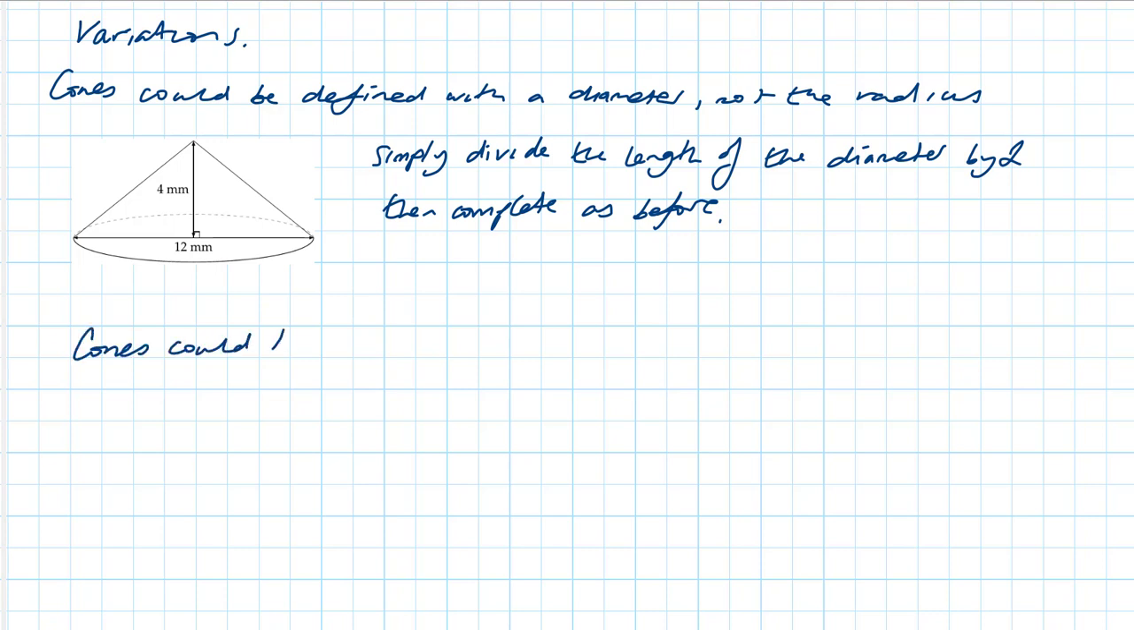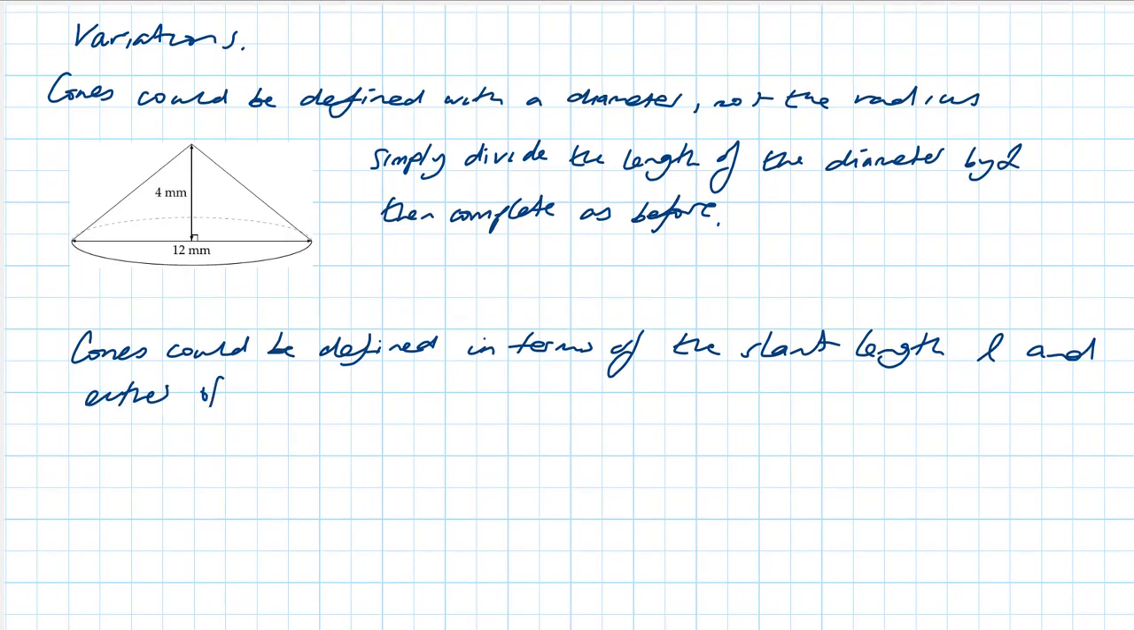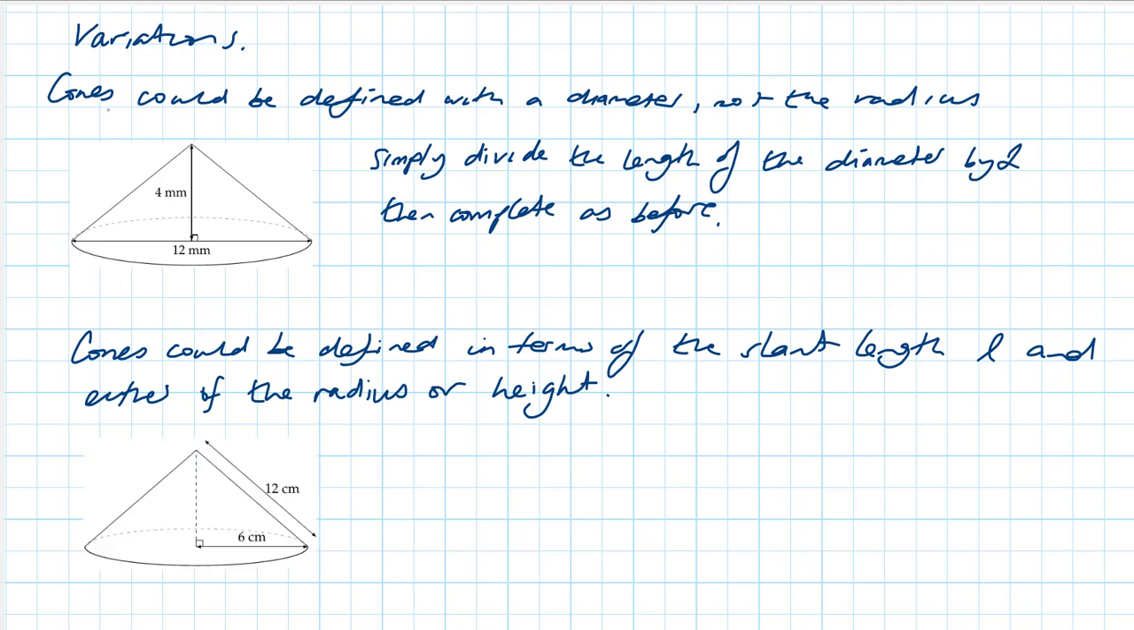Alternatively, the cone could be defined giving us the slanting height l, and then either the radius or the height. This time, we'd need to use Pythagoras' theorem to find the missing side. And we're not finding a hypotenuse this time. If you remember, this is going to be a short side we're finding, so we subtract to find a short side. In this example, you can see that it would be the height we need to calculate, and we were given the hypotenuse and the radius.